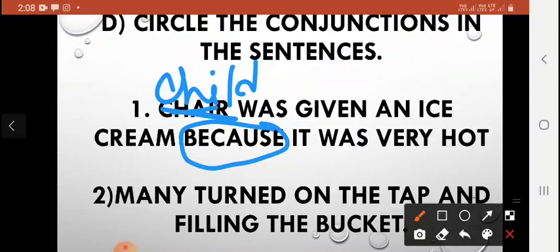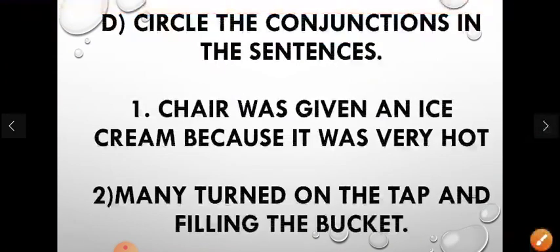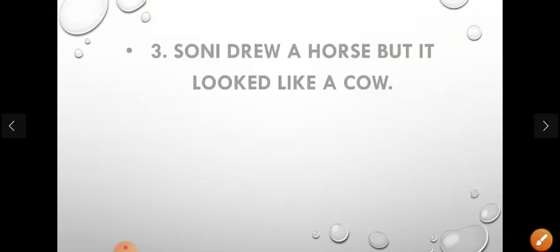Now the second one. Many turned on the tap and filled the bucket. What is the conjunction here? And. Circle on and. First conjunction is because, second is and. Now the third.